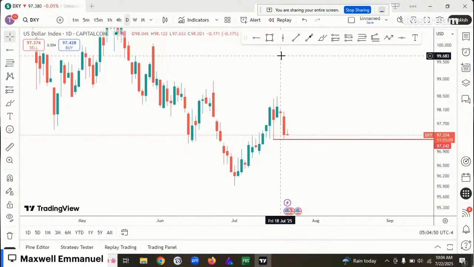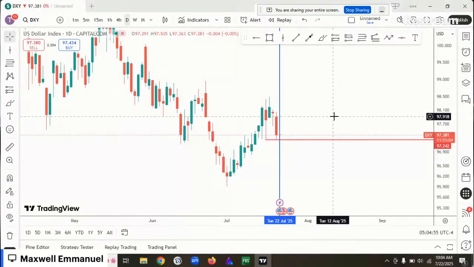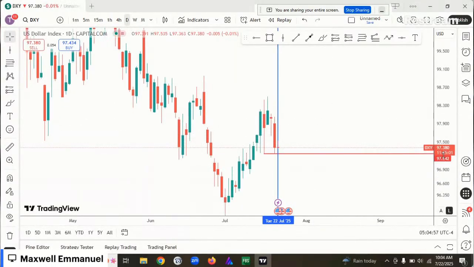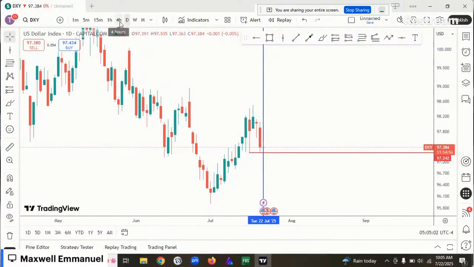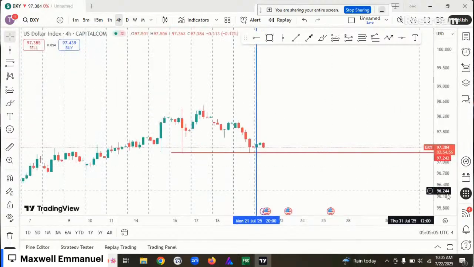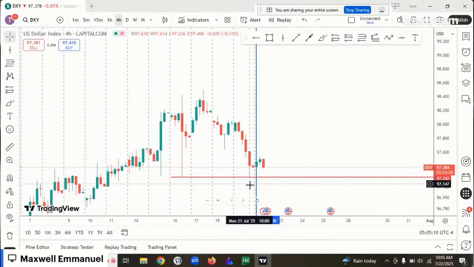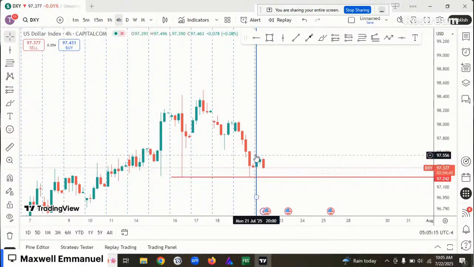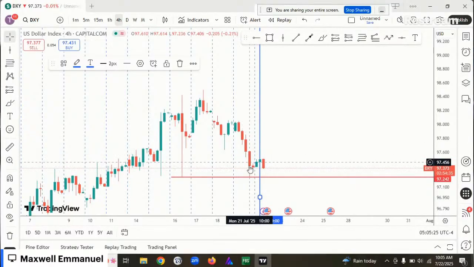Now, after the formation of yesterday's candle, let's go down to the 4-hour time frame. If I'm able to identify a bullish reversal pattern on the 4-hour, I would be going bullish on the dollar today. You can see what we had on the 4-hour time frame: a bearish spinning bottom, and the next candle closed bullish. This three-candlestick pattern is a bullish reversal pattern.